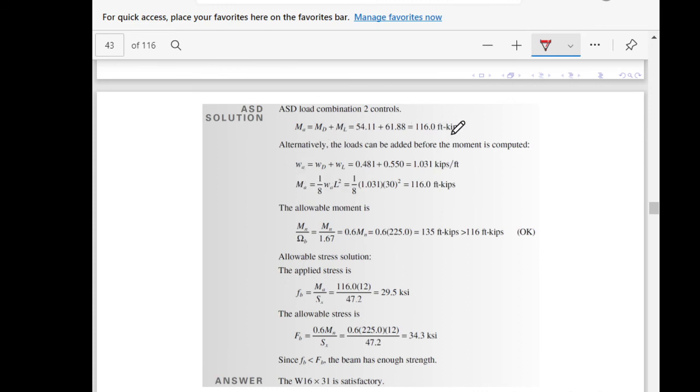This is still greater than the moment computed from the applied uniform loads, which is 116. It is less than the allowable, meaning this is okay. Good.